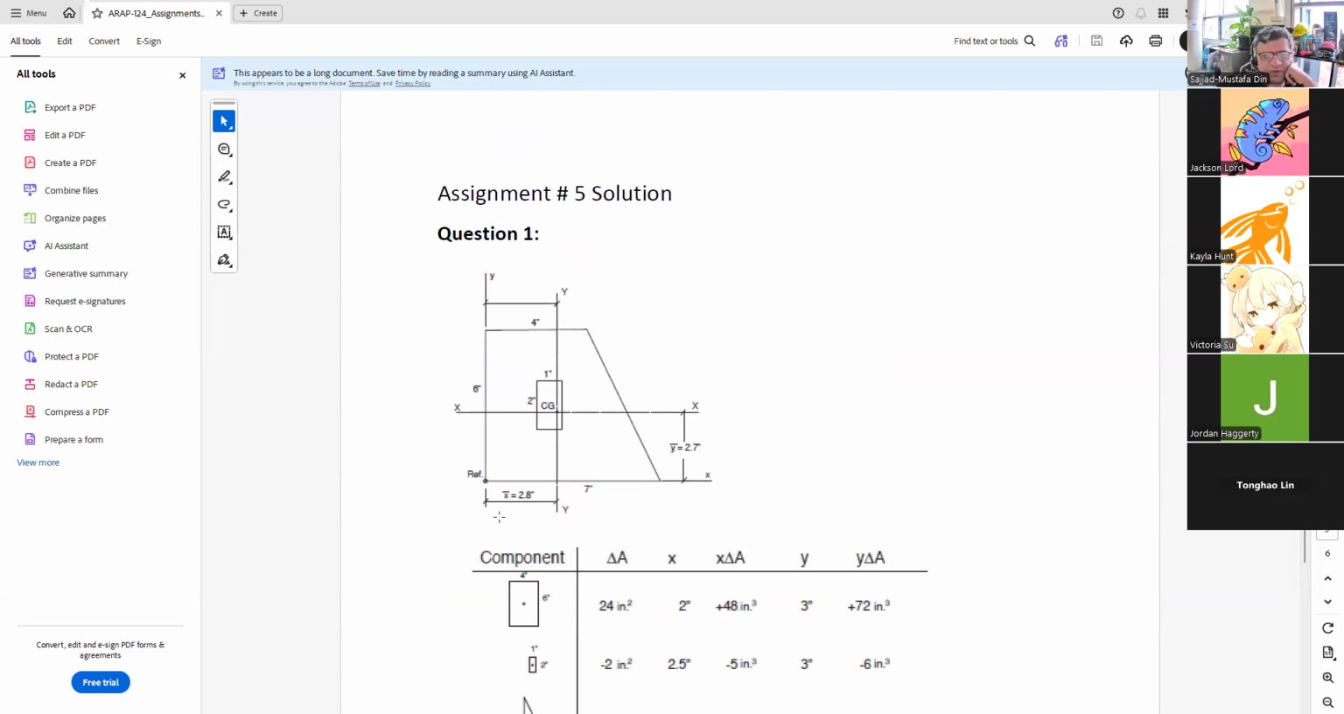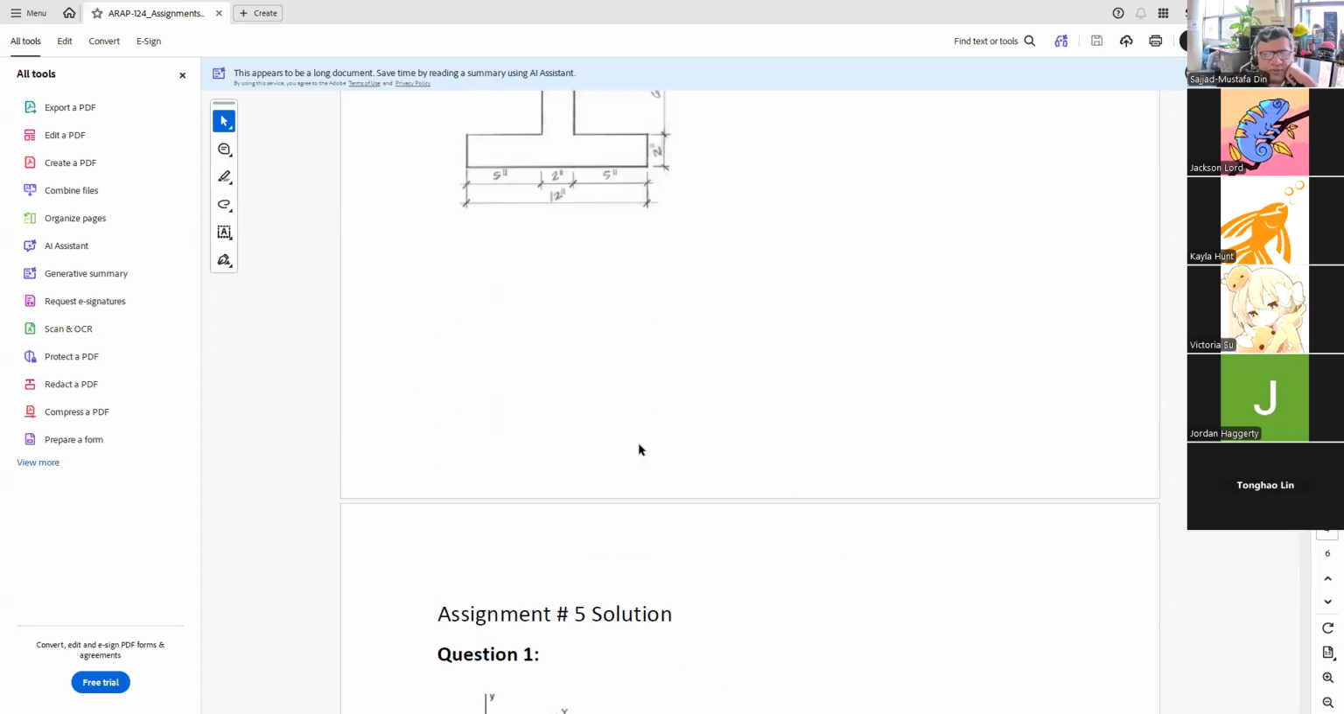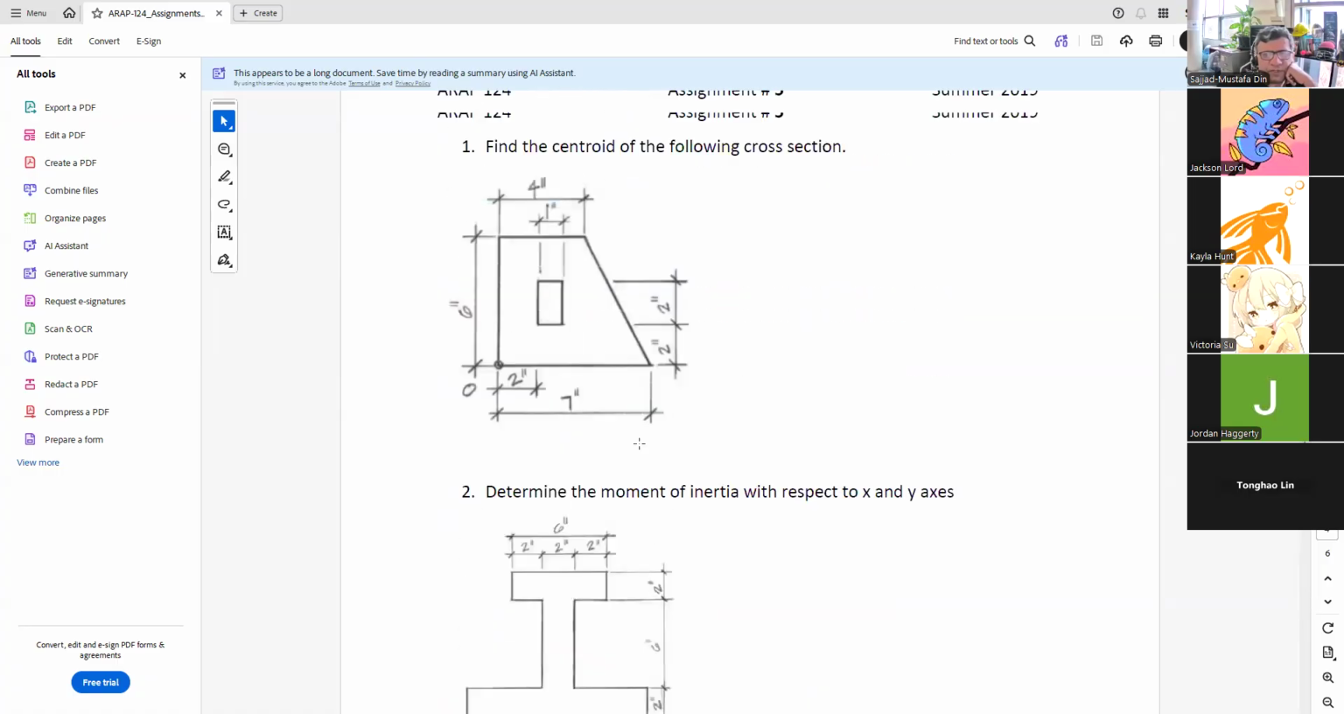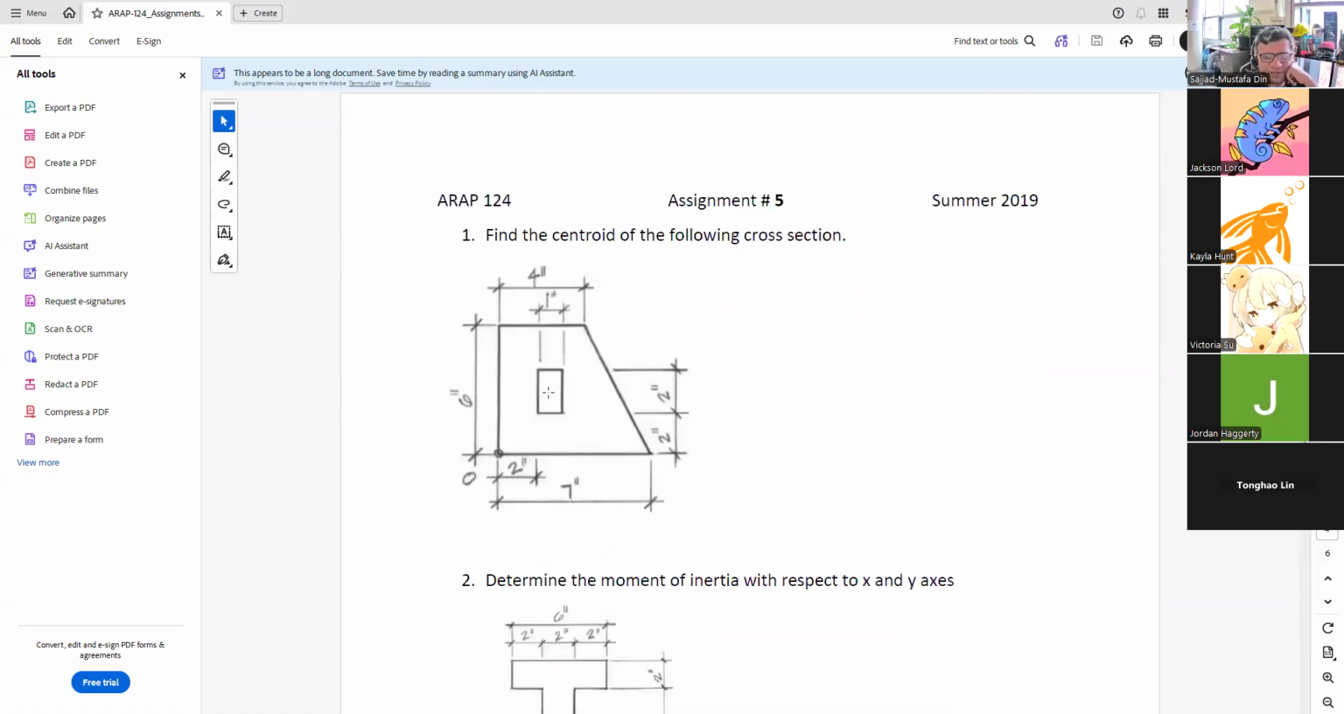This is X bar. This is what you're going to end up with at the end. So what you want to do is look at the centroid here. The centroid is here. You know that, right? How do you know that? From the shape. It's going to be halfway to here.